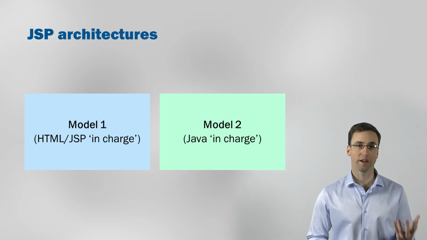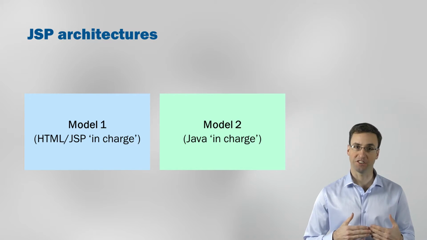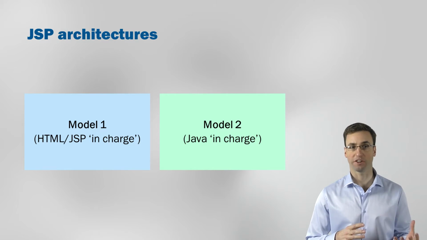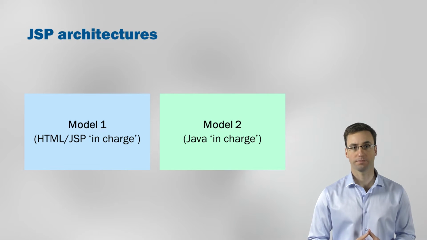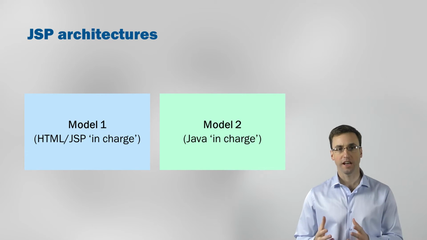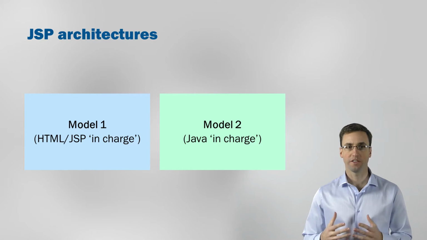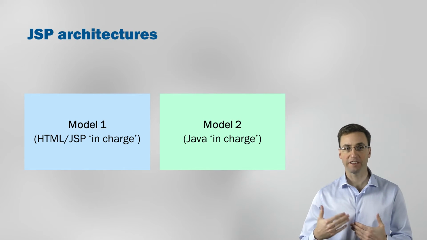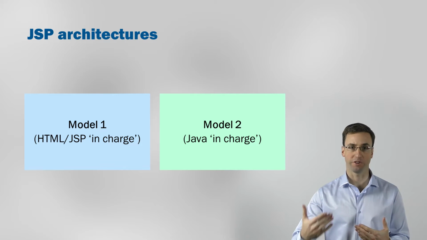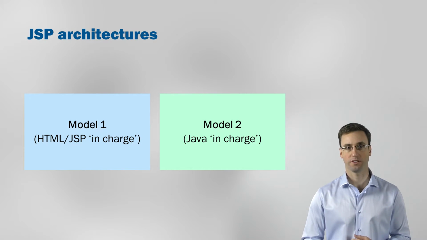A JSP Model 1 architecture puts the JSP page in charge. Java Beans integration can be used to separate the Java code from the HTML. In contrast, a JSP Model 2 architecture puts a servlet in charge. The servlet does its processing and then eventually passes control to a JSP view to render the HTML result.